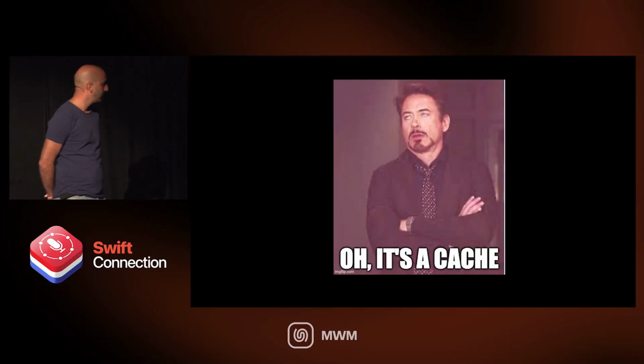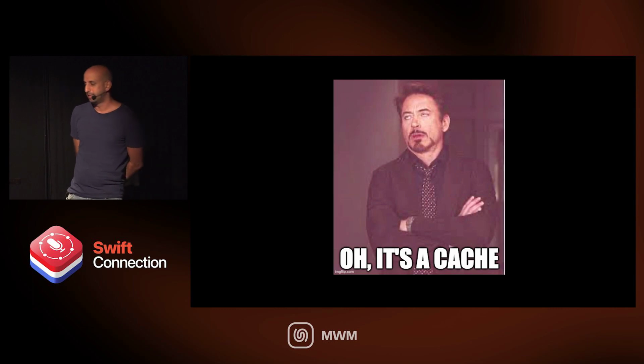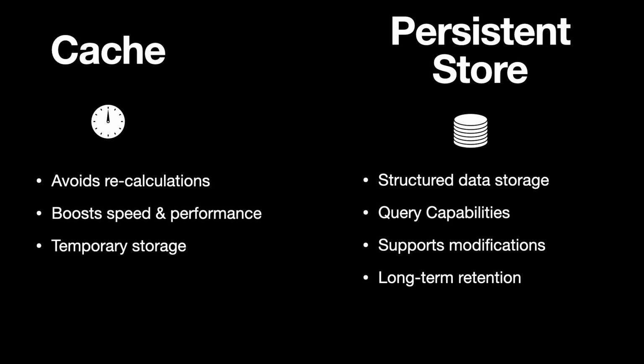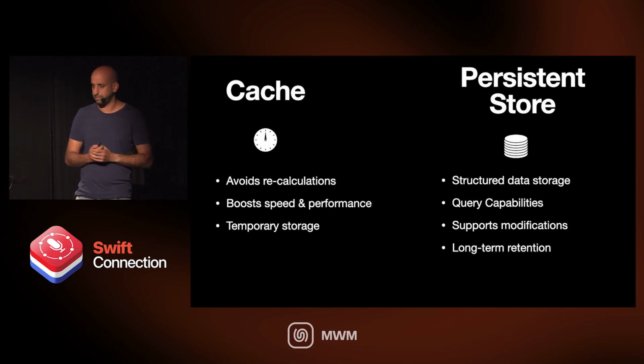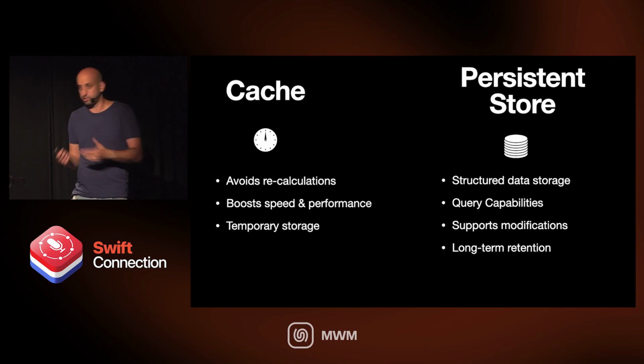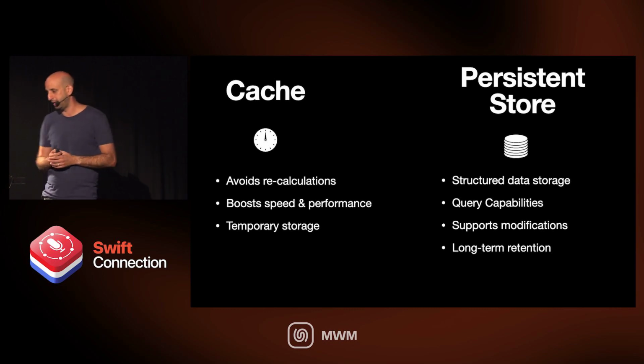Well, you might say, oh, it's a cache, right? There is a difference between a cache and a persistent store, because a cache is something that we use to avoid recalculations and to speed up the user experience, or to make some temporary storage. That's fine. But a persistent store is something much more organized. It's a structured data storage. It has some great capabilities. We can add more data and components and instances, and it's there to stay. So basically, a persistent store is Core Data, or SwiftData, or any other database.